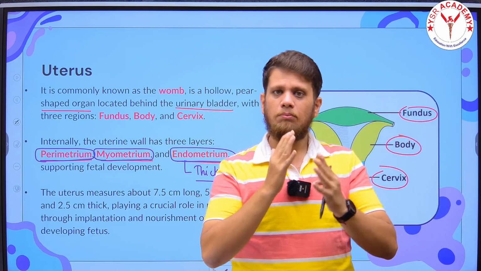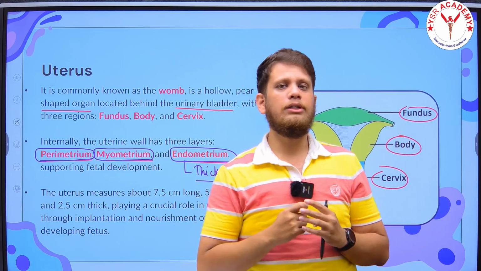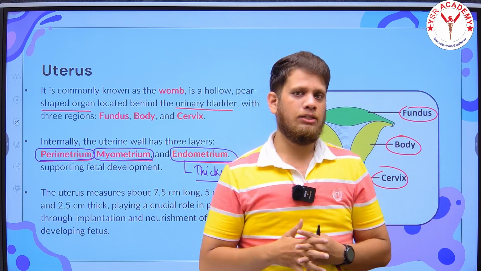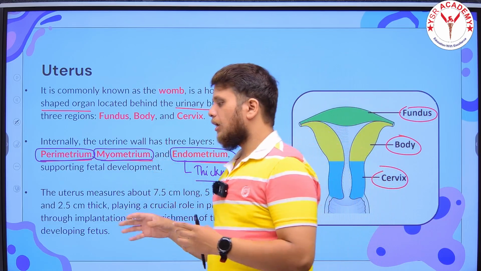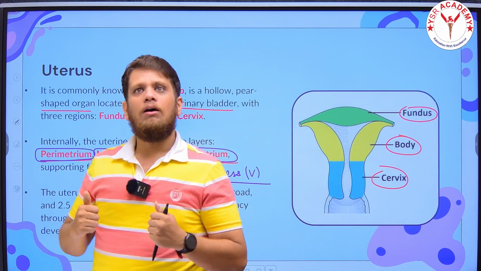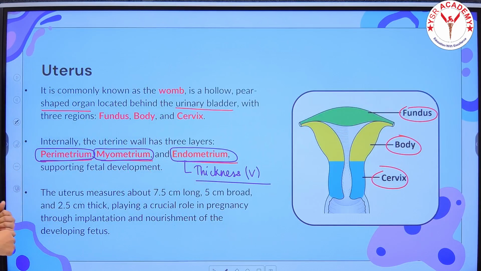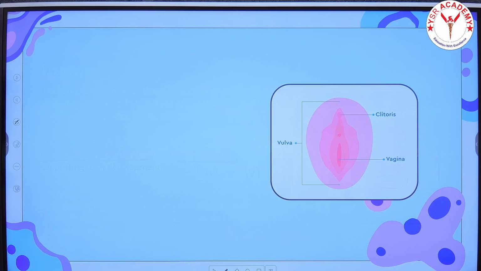So there is a special ability of these tissues to really expand beyond our imagination, and that is why these are extensively highly distensible organs, and they can hold the baby for the 9 months duration.